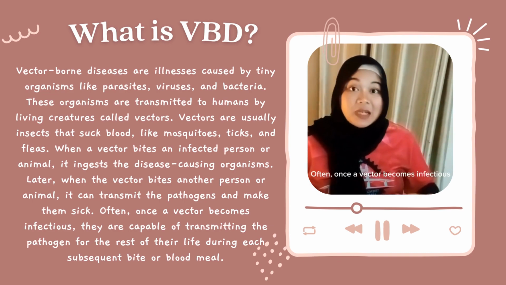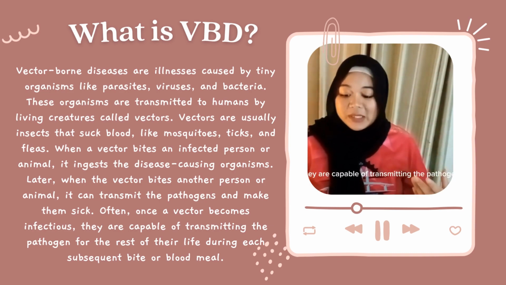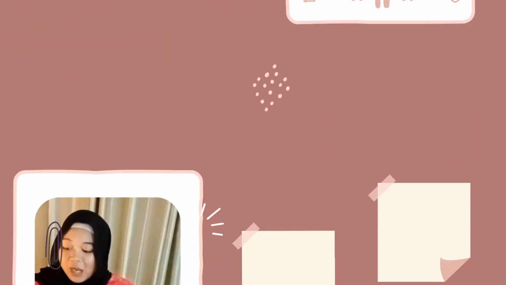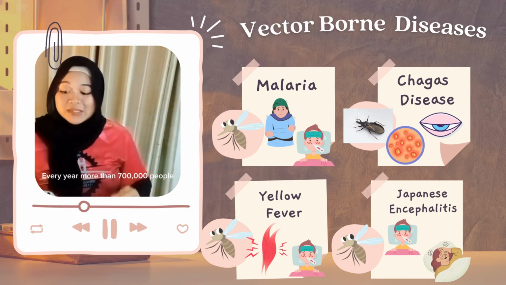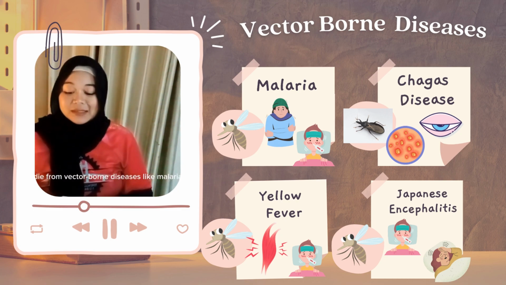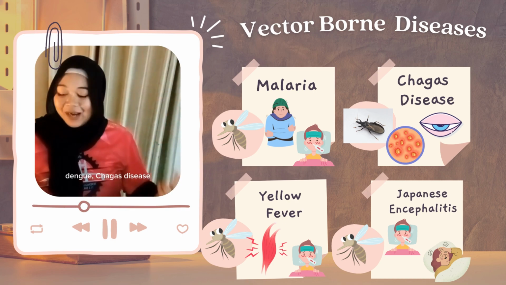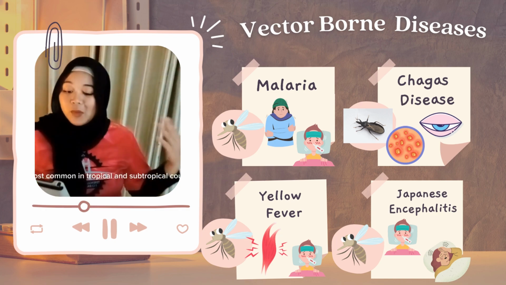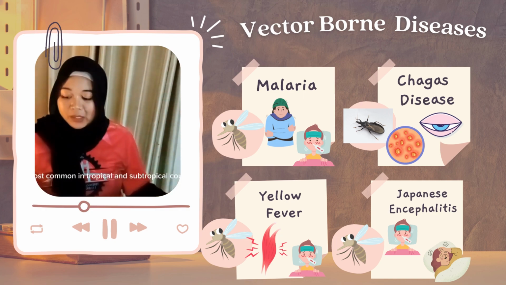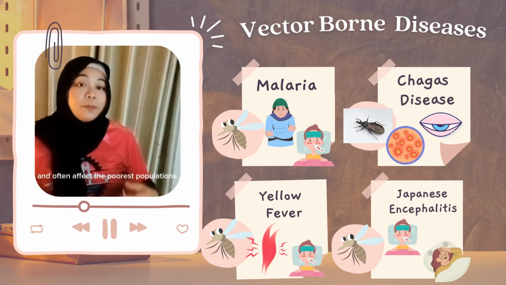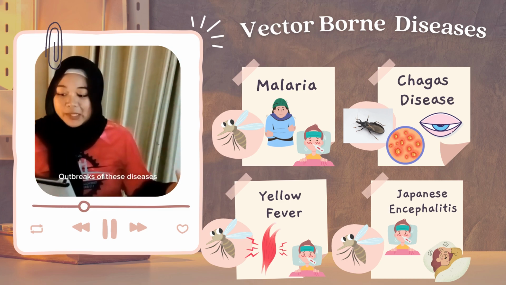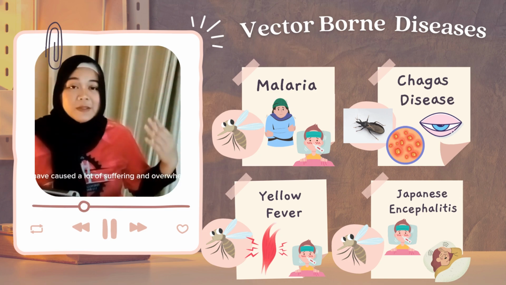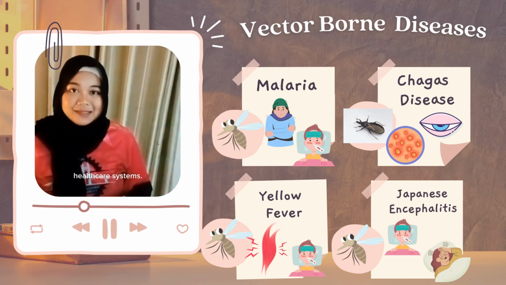Often, once a vector becomes infectious, it is capable of transmitting the pathogen for the rest of its life during each subsequent bite or blood meal. Every year, more than 700,000 people die from vector-borne diseases like malaria, dengue, Chagas disease, yellow fever, and Japanese encephalitis. These diseases are most common in tropical and subtropical countries and often affect the poorest populations. Outbreaks of these diseases have occurred in recent years and have caused a lot of suffering and overwhelmed healthcare systems.